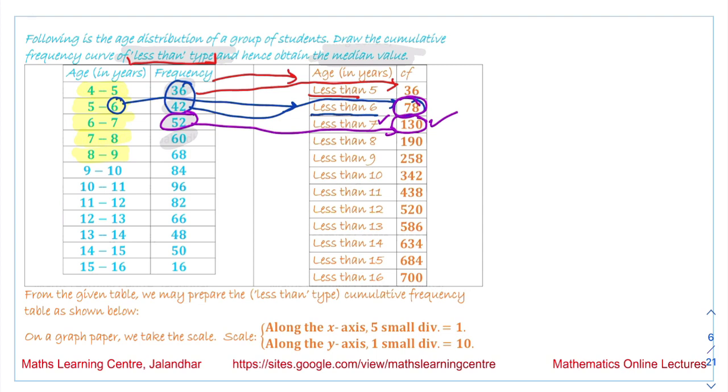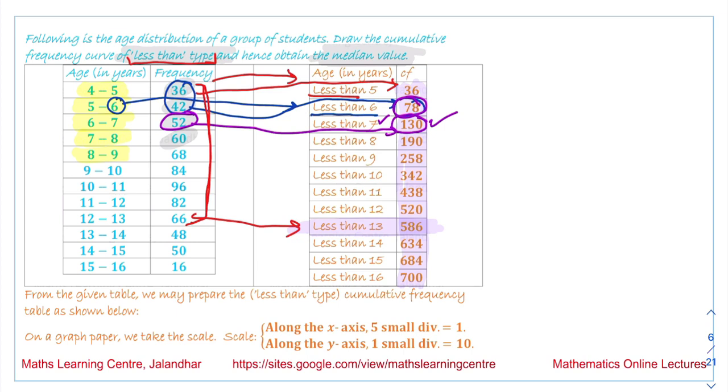So we have converted this data to this form. These are the ages given to us corresponding to the data of less than type. We are saying the number of students having age less than 13. So that is basically all the students having age less than 30. It means it is the sum of all these values, and it is 586.